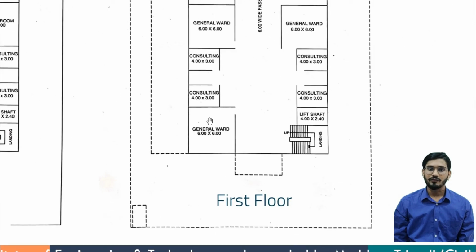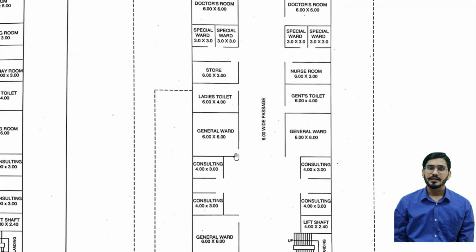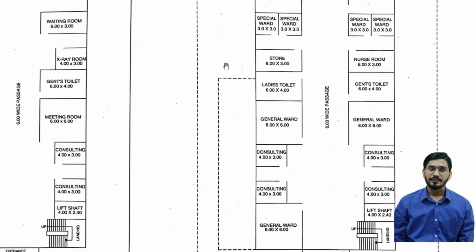Next, for the first floor you can see general ward, consulting room, then special ward, toilets for men and women. Here the doctors' rooms are given for their own facilities. So this is how you can plan a hospital building.